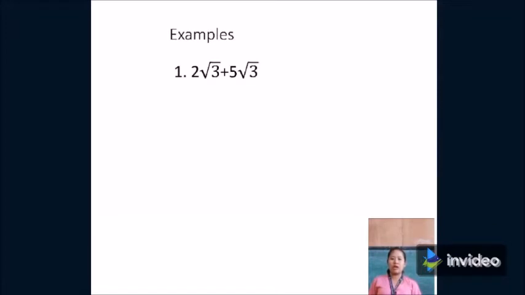2 square root of 3 plus 5 square root of 3. As you can notice, they are similar radicals because both of them have square root of 3. So we need to add 2 plus 5 and then copy the square root of 3. So 2 plus 5 is equal to 7, copy the square root of 3. So the answer is 7 square root of 3.